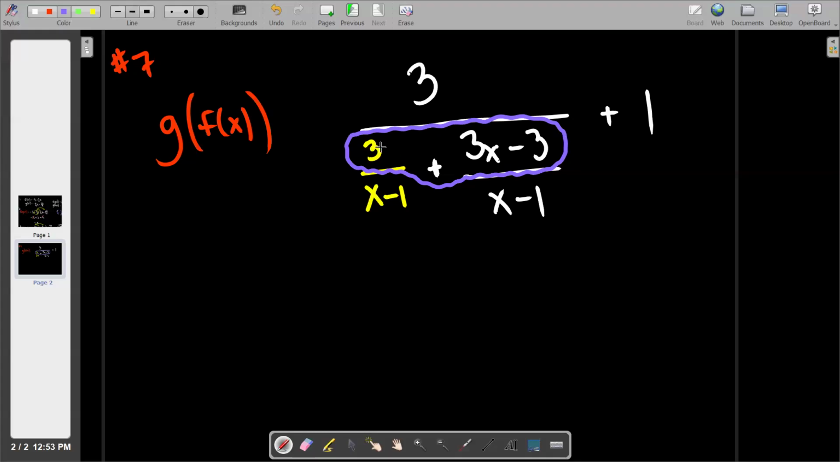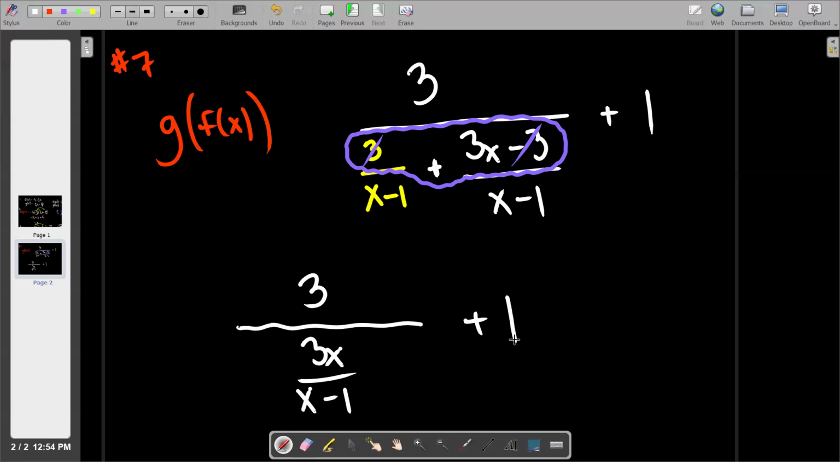So what is the answer to the purple monster thing there? It's just 3x, right? Because the 3, this one, and this minus 3 cancel. So we're left with the problem looking like this: 3 over 3x over x minus 1, plus 1. So this is the explanation that I thought was going to be necessary based on what I saw. But if it were to happen again, then know that that's how you need to navigate those waters.